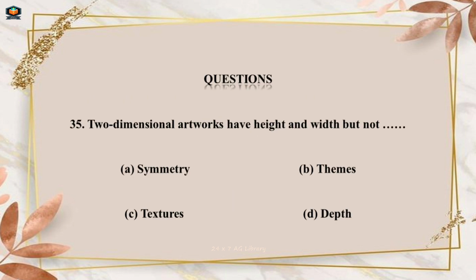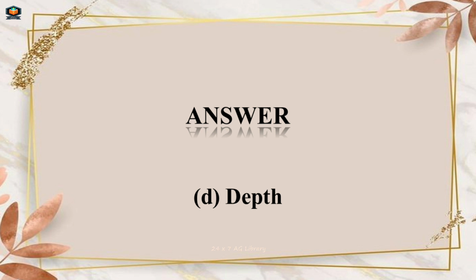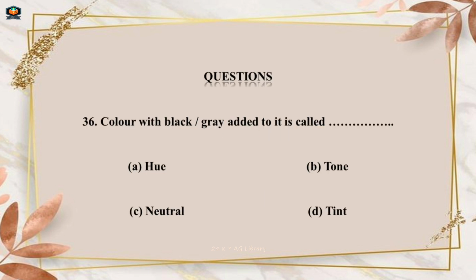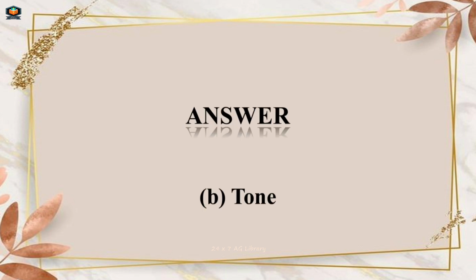Question 35. Two-dimensional artworks have height and width but not A. Symmetry. B. Themes. C. Textures. D. Depth. Answer: D. Depth. Question 36. Color with black or gray added to it is called A. Hue. B. Tone. C. Neutral. D. Tint. Answer: B. Tone.